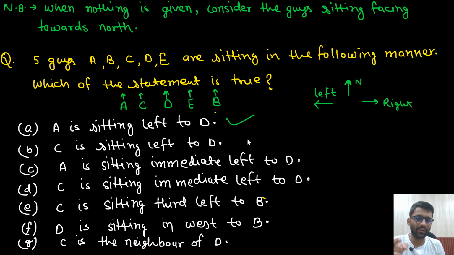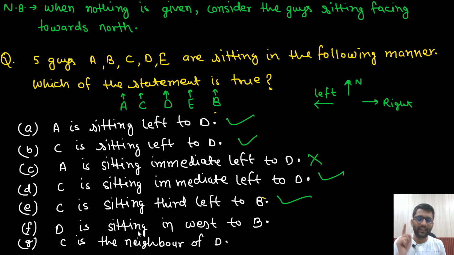C is sitting left to D. Yes. A is sitting immediate left to D. No, A is not immediate left to D. C is sitting immediate left to D. Yes. C is sitting third left to B. So E is first left, D is second left, and C is third left. First you need to see that C is in the left direction. Yes, it is. Now which position? First, second, and third. So C is sitting third left to B.